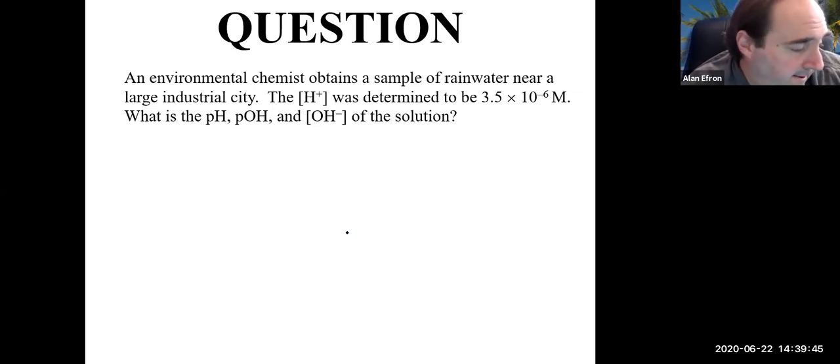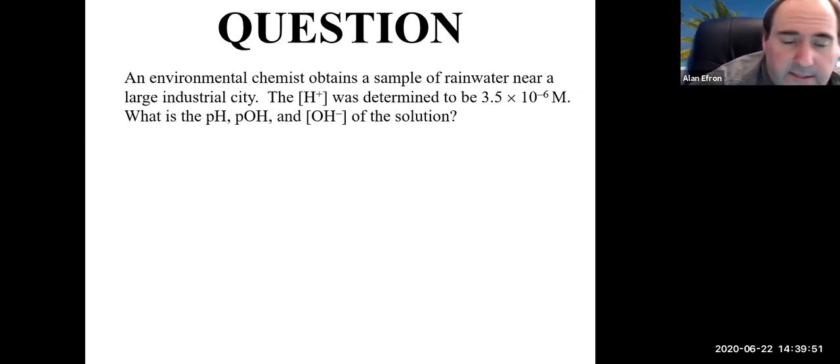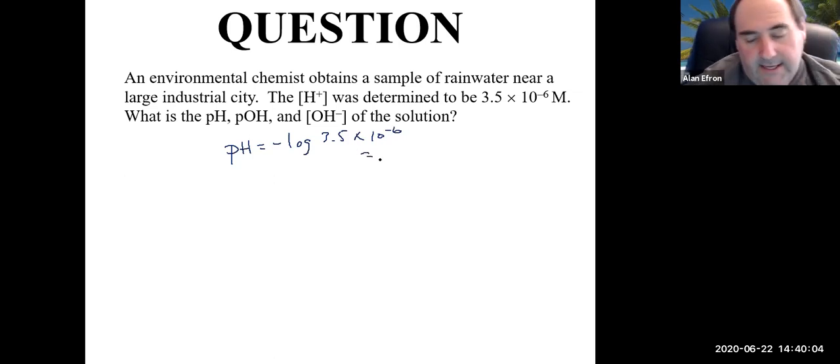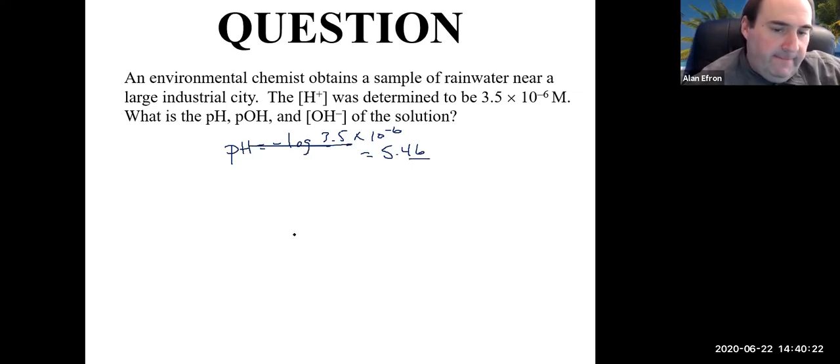All right, so here we have the H plus concentration, and we're looking for everything else. Because we were given the H plus concentration, we can go right into our pH and calculate that. Minus the log of 3.5 times 10 to the minus 6 will get us 5.46 as our pH. Again, 2 decimal places there.